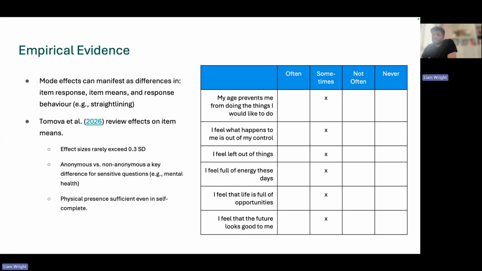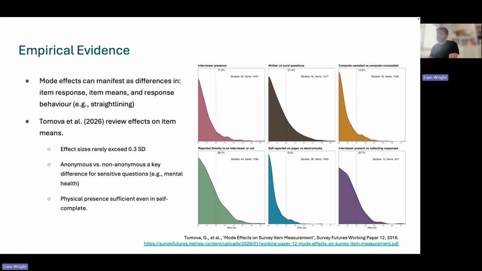One of the key situations in which a mode effect might occur is where you're comparing anonymous and non-anonymous modes, particularly for sensitive questions. So for instance, questions on mental health in a face-to-face survey versus a web questionnaire. Now, face-to-face, in-person interviewer-led surveys that are asking sensitive questions often have a self-complete section, but even the physical presence of an interviewer alone can sometimes lead to mode effects, even in self-complete.